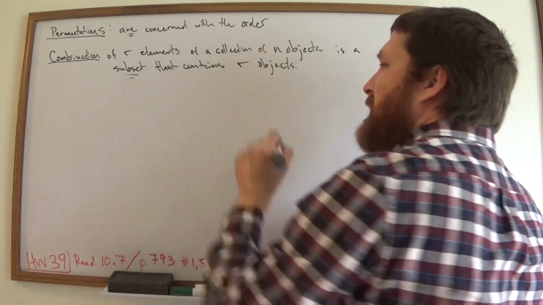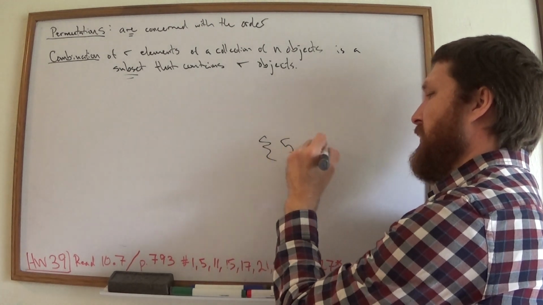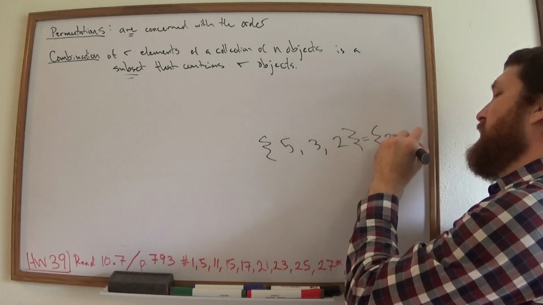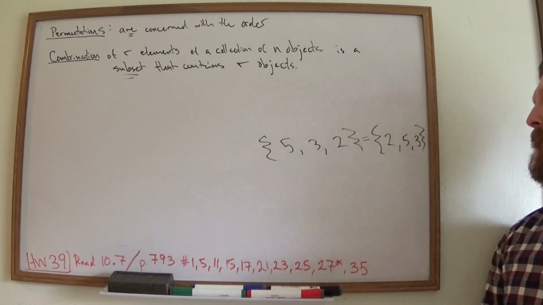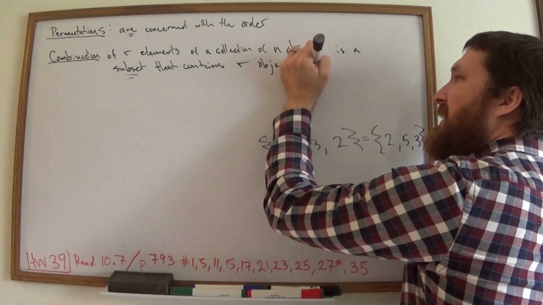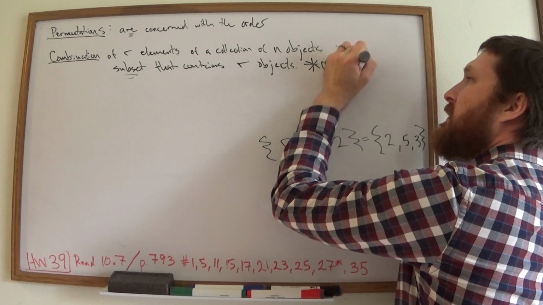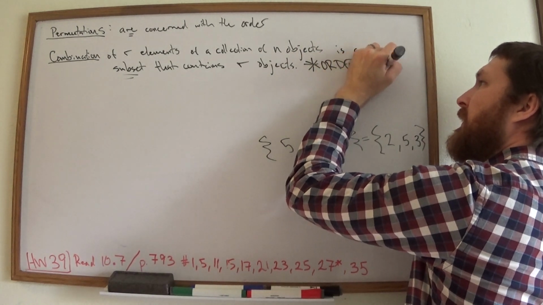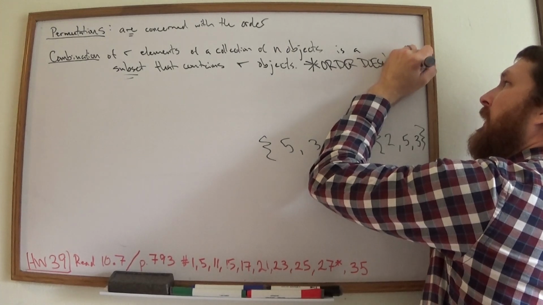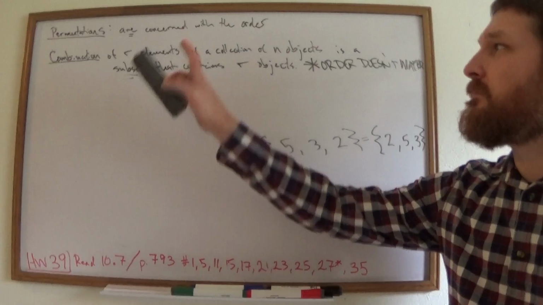Subsets don't care about order, right? Because the set 5, 3, 2 is exactly the same set as 2, 5, 3. So this is the key here. Order doesn't matter. Combination. So a combination, order doesn't matter.